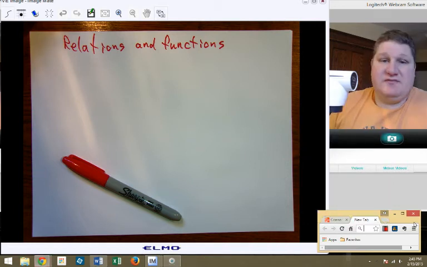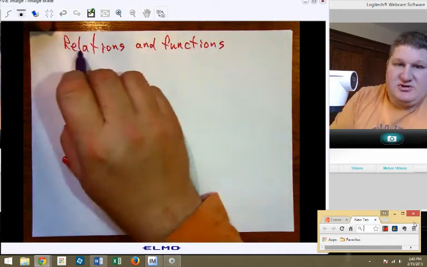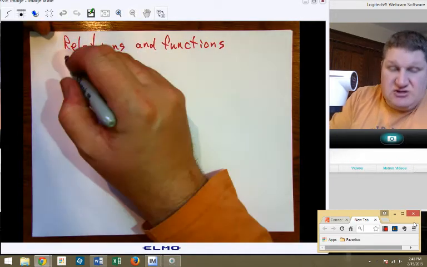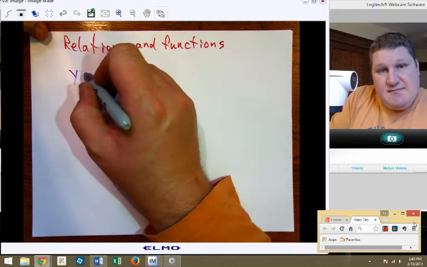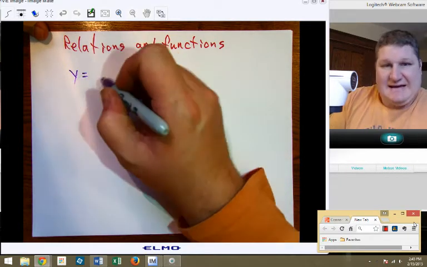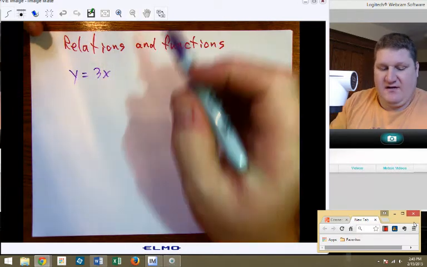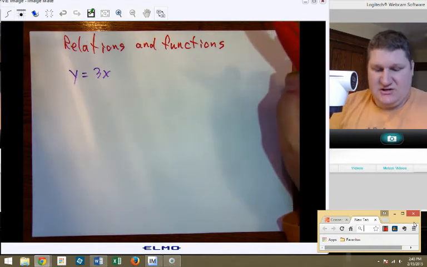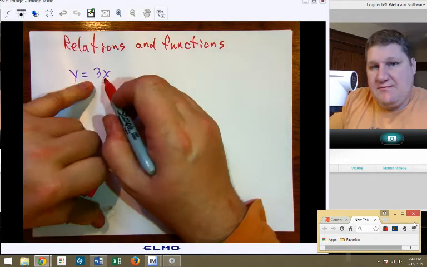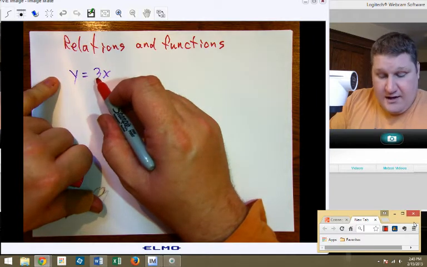Okay, ladies and gentlemen, let's start talking about relations and functions. Now, a relation is exactly what it sounds like, just like a relationship. A relation is any mathematical statement that connects two variables. In this case, I'm going to connect x and y. So y equals 3x. That is a relation. And the relationship is that I take 3 times every x, and that would give me y.